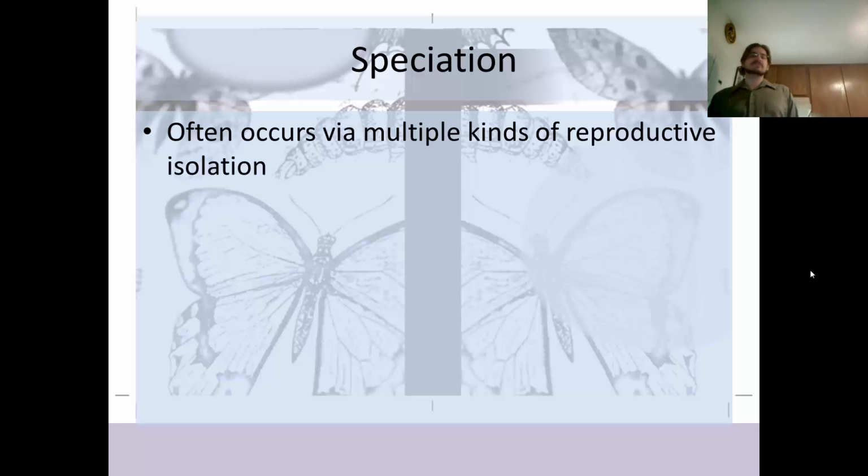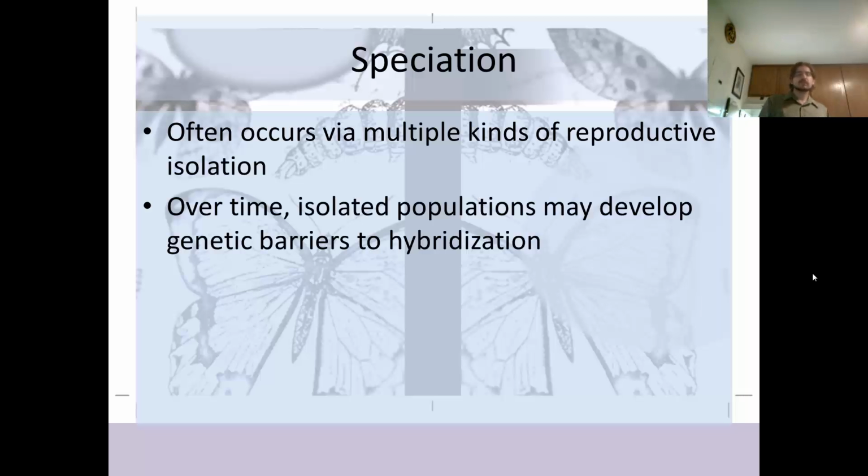So oftentimes, speciation will occur through multiple kinds of reproductive isolation. And over time, isolated populations may develop genetic barriers to hybridization. So in general, the more time between the speciation event that occurred, the more likely you are to have genetic barriers to hybridization. So the Fowler's toad and the American toad evolved from a recent enough common ancestor that they can still interbreed freely.